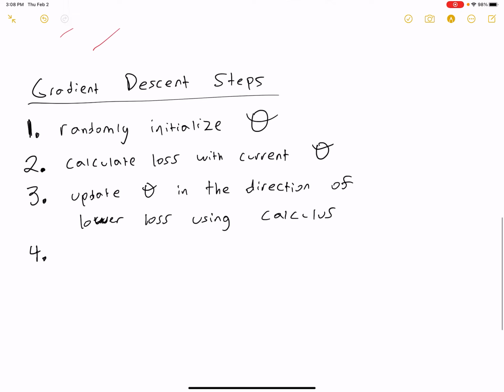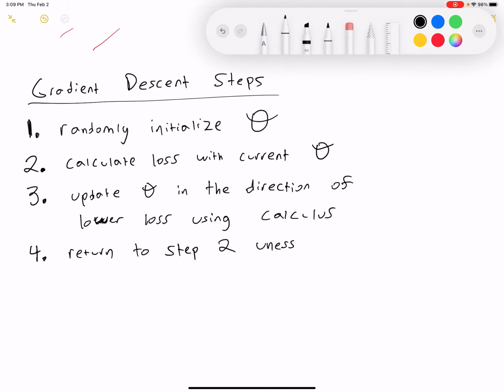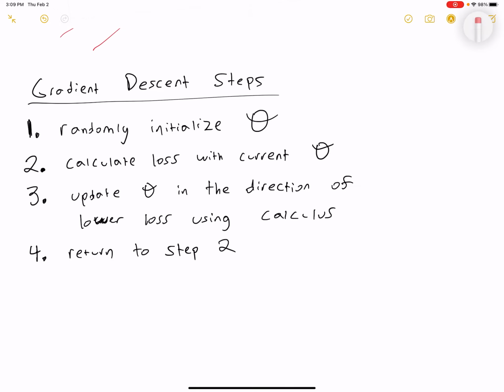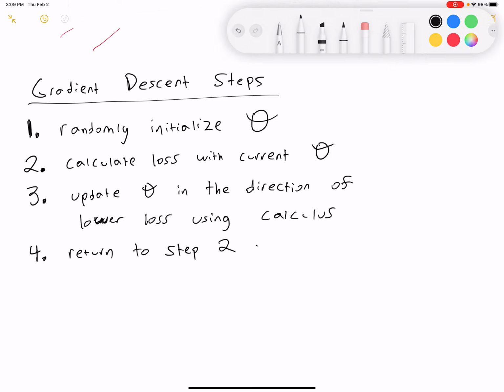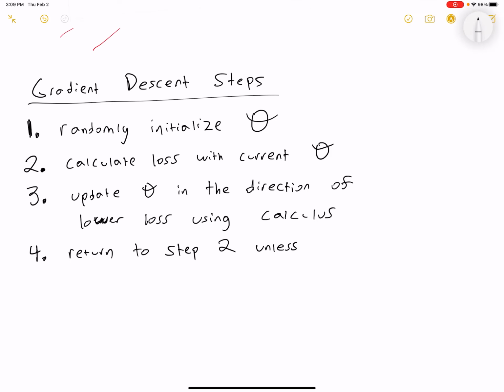And then step 4, return to step 2 unless stopping criteria are met.